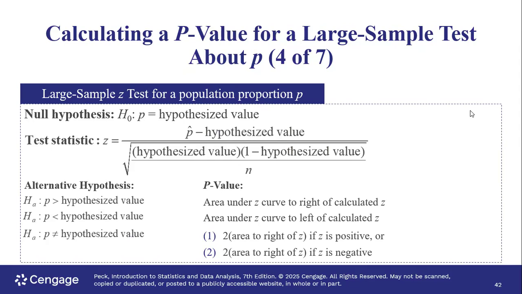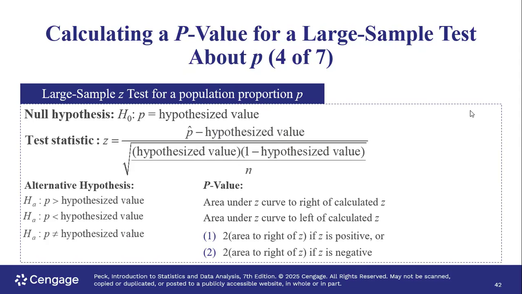Then, depending on the direction of the alternate hypothesis, it will be a right tail, left tail, or two-tailed test. For alternate p greater than the hypothesized value, our test statistic will fall in the right tail and our p-value will be the area under the Z curve to the right of the calculated Z. On the other hand, if our alternate hypothesis is p less than the hypothesized value, then the p-value will be the area under the standard normal curve to the left of the test statistic.